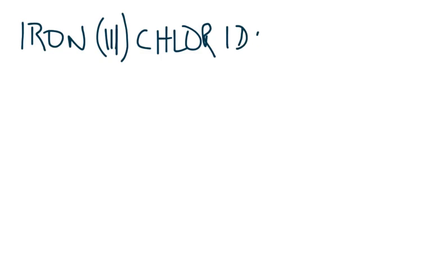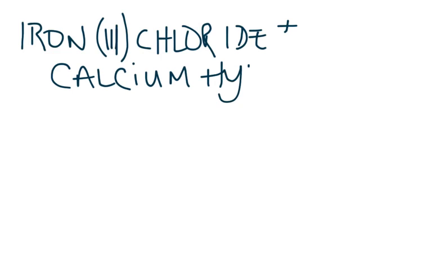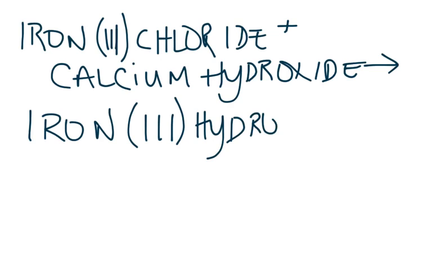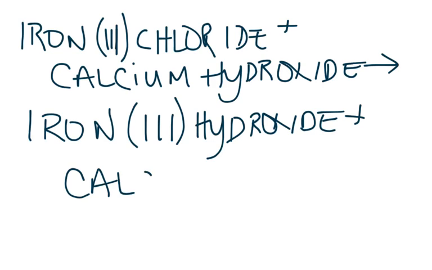The problem we're going to look at today is iron 3 chloride, let me make that a 3, iron 3 chloride, plus calcium hydroxide. Forgive me for writing so big, it's hard to write with your hand on an iPad. Yields, good old yield sign, iron 3 hydroxide, again, got to get my Roman numerals in there, hydroxide, plus calcium chloride. So you have to be able to balance this equation.